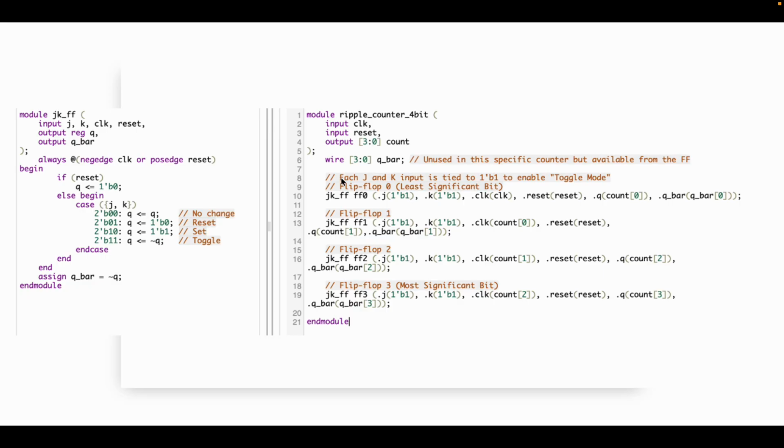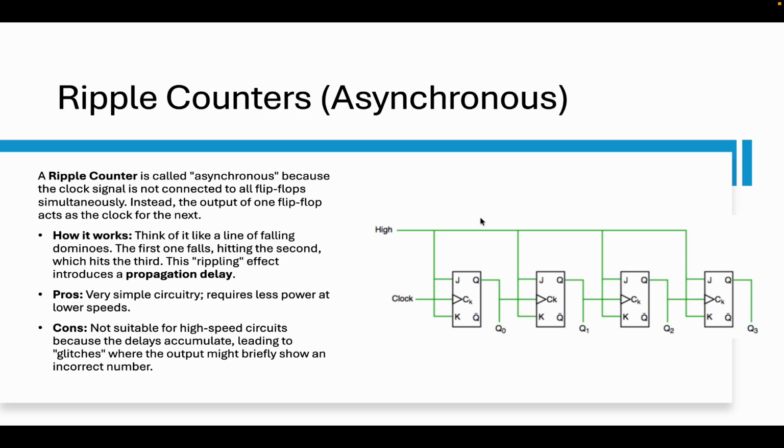I have called the JK flip-flop for the first instantiation, and the main thing to note here is that the J and K inputs are tied to 1'b1. That means to enable the toggle mode. If I give both J and K as 1 1, it will enable toggle mode. I'll explain why we require this toggle mode in the next slide. Just remember this. Then the clock is connected to the clock, reset is reset, Q is connected to the count, then Q bar is connected to Q bar.